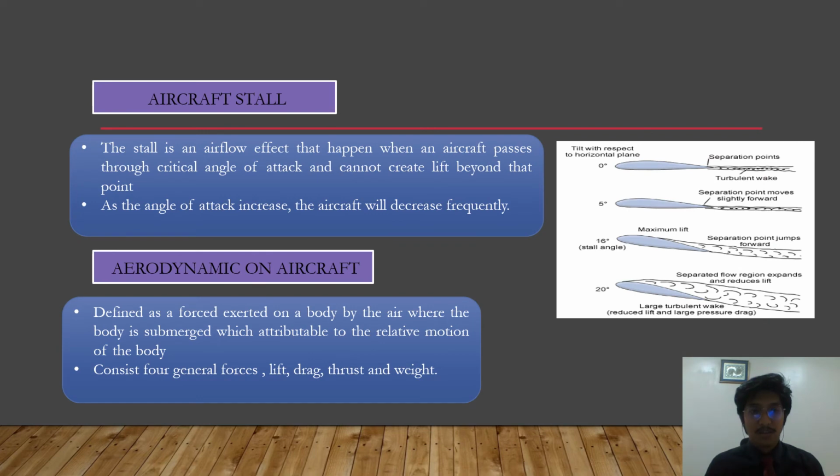Next is the aircraft stall. Stall is an airflow effect that happens when an aircraft passes through a critical angle of attack and cannot create lift beyond that point. As the angle of attack increases, the lift of the aircraft will decrease. Based on the figure beside here, as the angle of attack increases to 20%, the separated flow region expands and reduces the lift force of the aircraft.